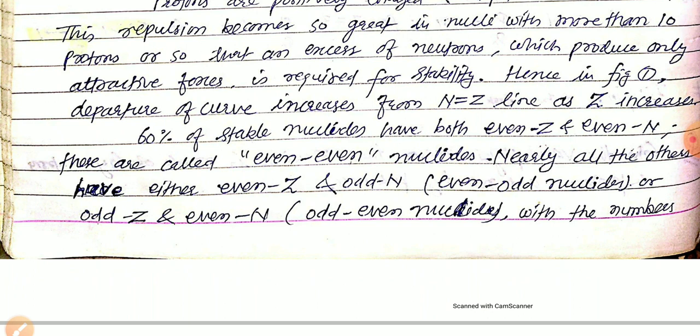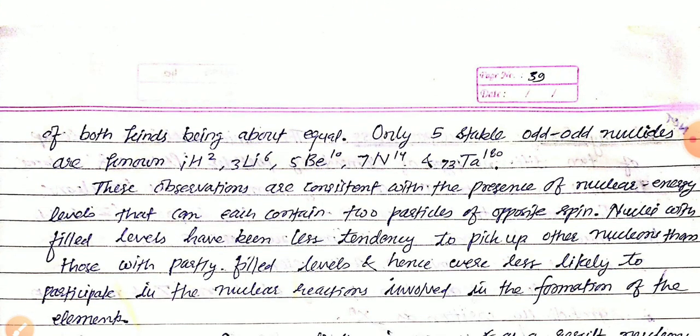So 60% of the stable nuclides have both even Z and even N. These are called even nuclides. Nearly all the others have either even Z and odd N, or odd Z and even N, with the numbers of both kinds being about equal.